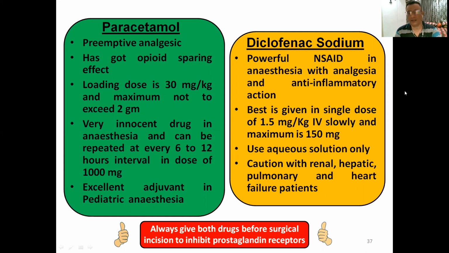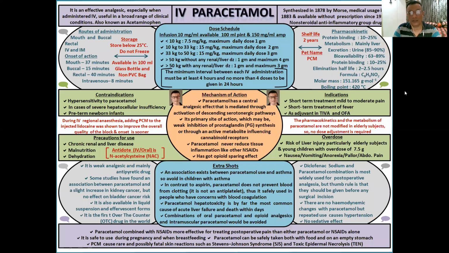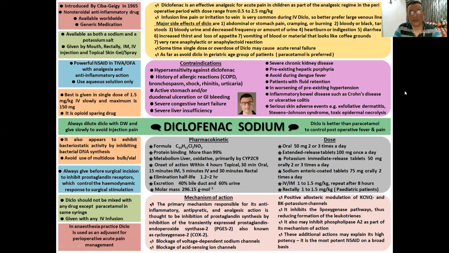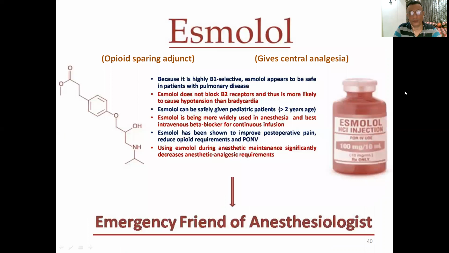Second, my NSAID is diclofenac sodium, a powerful NSAID. It is best given as a single dose. But remember that the dose is not 1 milligram per kilogram, it is 1.5 milligram per kilogram. Use aqueous solution. If you are giving it directly intravenously, then dilute it. But be cautious with renal, hepatic, pulmonary, and heart failure patients. The thumb rule is to always give both drugs before surgical incision to inhibit prostaglandin receptors. So this is the IV paracetamol infographic, and this is the diclofenac sodium infographic.